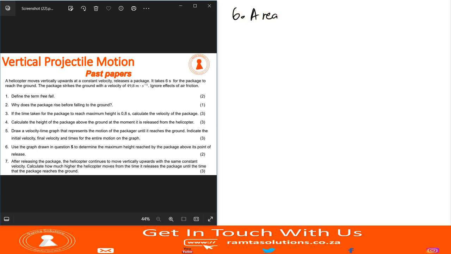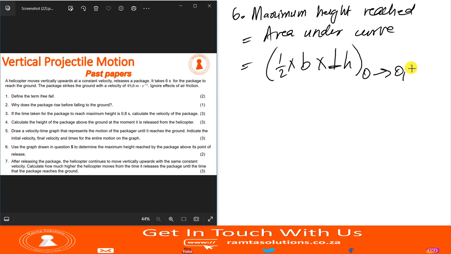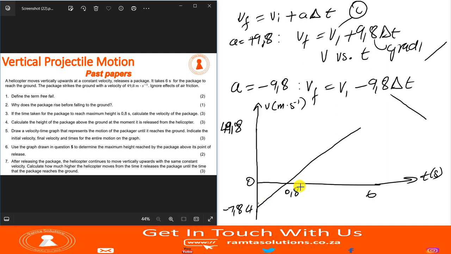Height, sorry. Maximum height reached is equal to area under the curve, right? Which is half times base times perpendicular height. But for which times? For 0 to 0.8 seconds. Right? Let's go. Half times, what is the base? I think it's 0.8. Let's go and confirm. Yes, the base is 0.8.